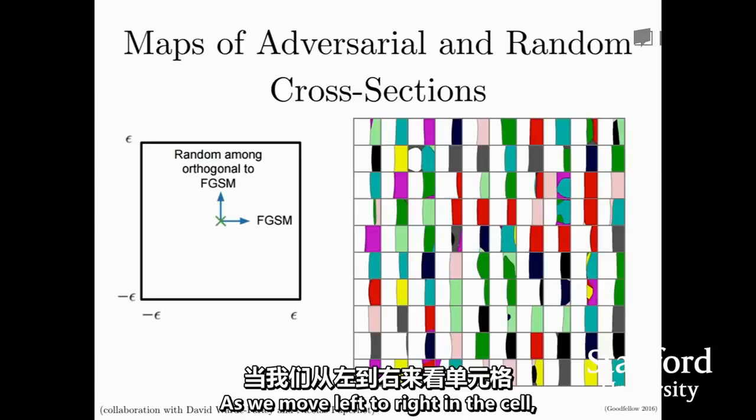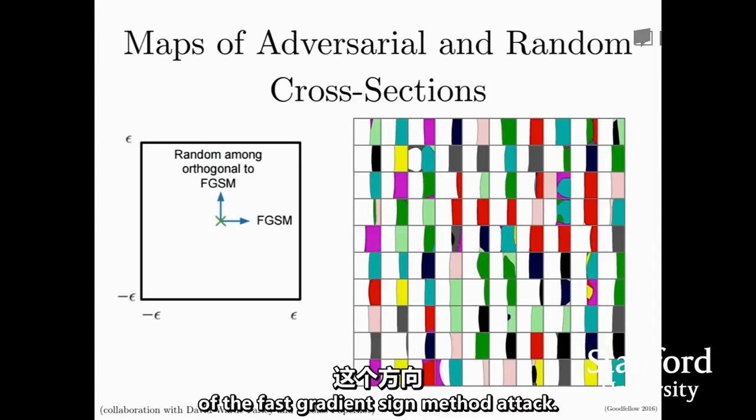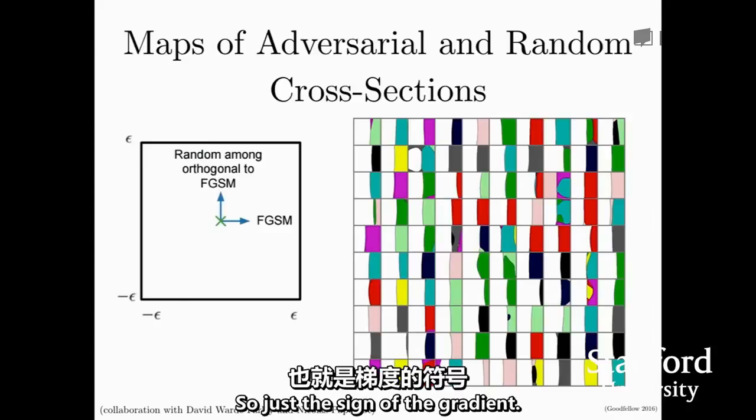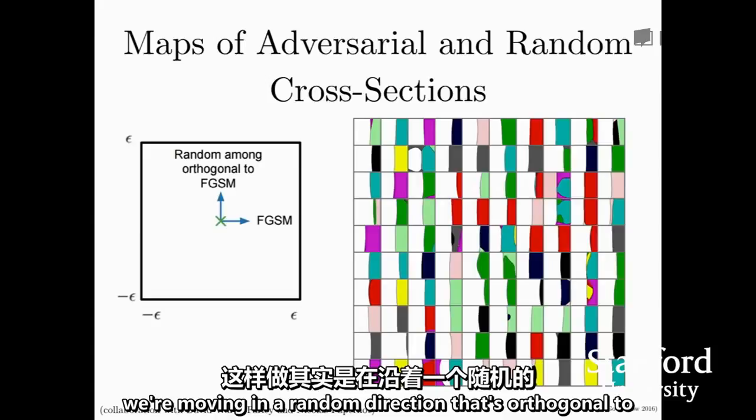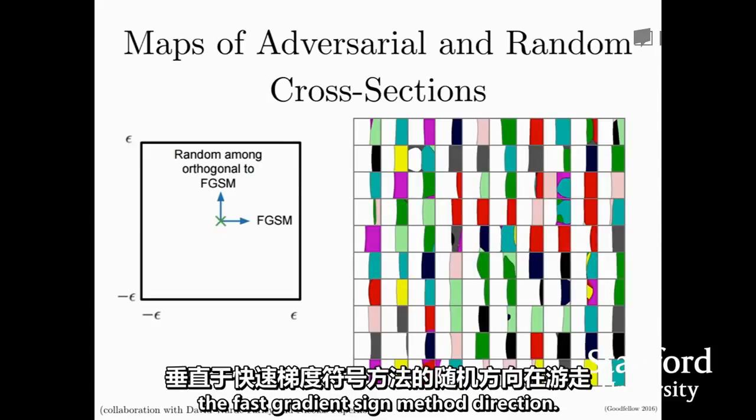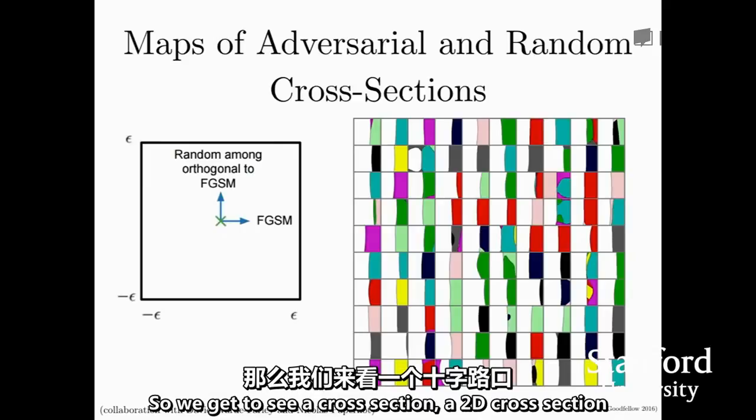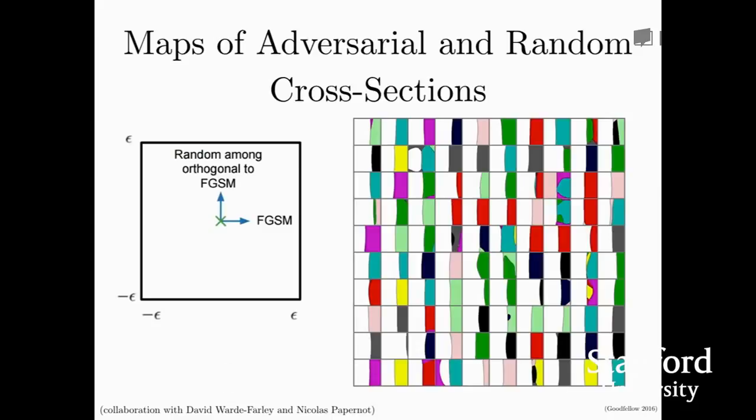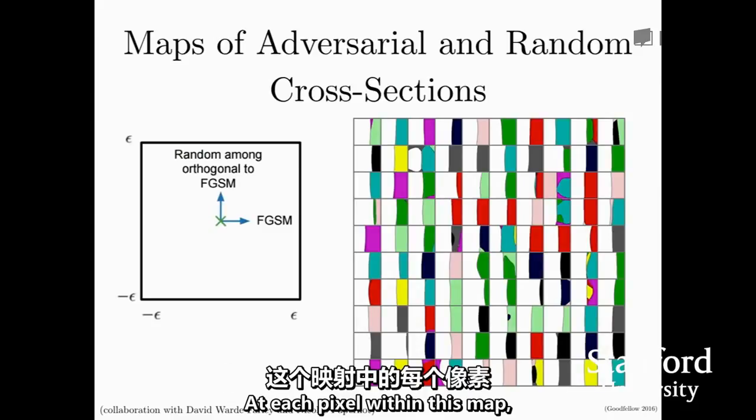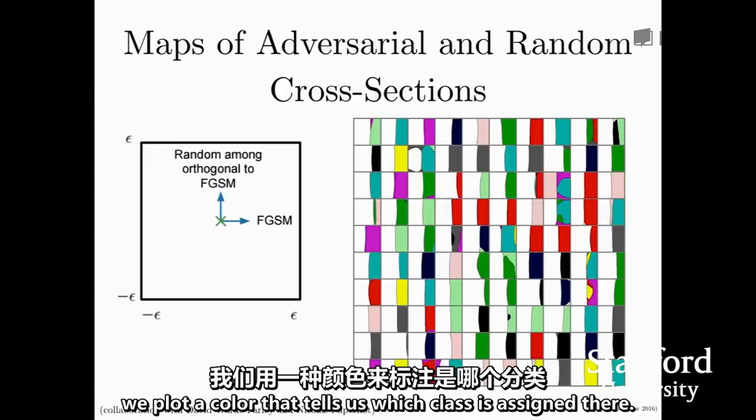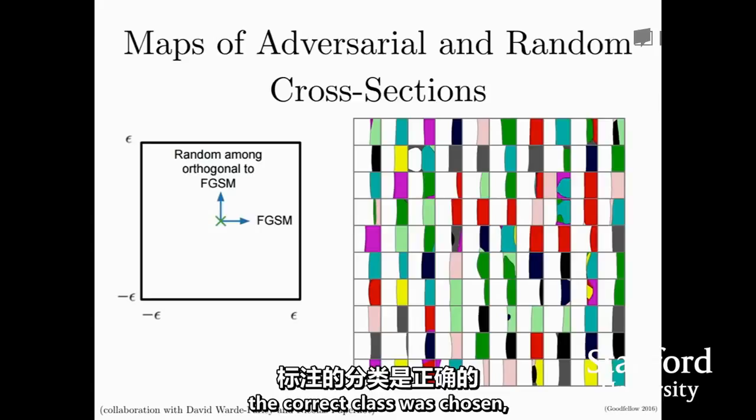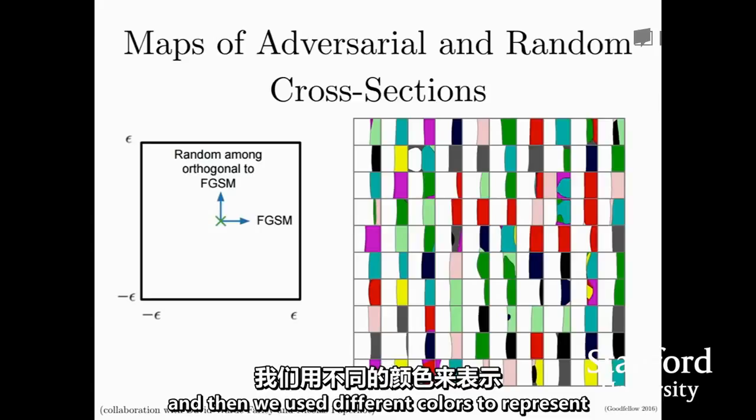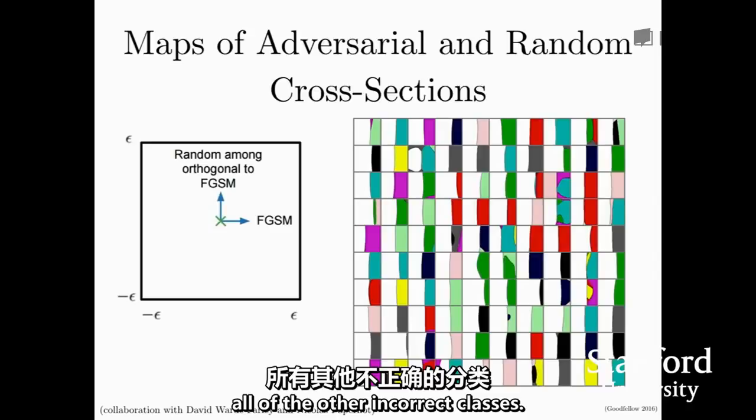As we move left to right in the cell, we're moving in the direction of the fast gradient sign method attack, so just the sign of the gradient. As we move up and down within the cell, we're moving in a random direction that's orthogonal to the fast gradient sign method direction. So we get to see a 2D cross-section of CIFAR-10 decision space. At each pixel within this map, we plot a color that tells us which class is assigned there. We use white pixels to indicate that the correct class was chosen, and then we use different colors to represent all of the other incorrect classes.